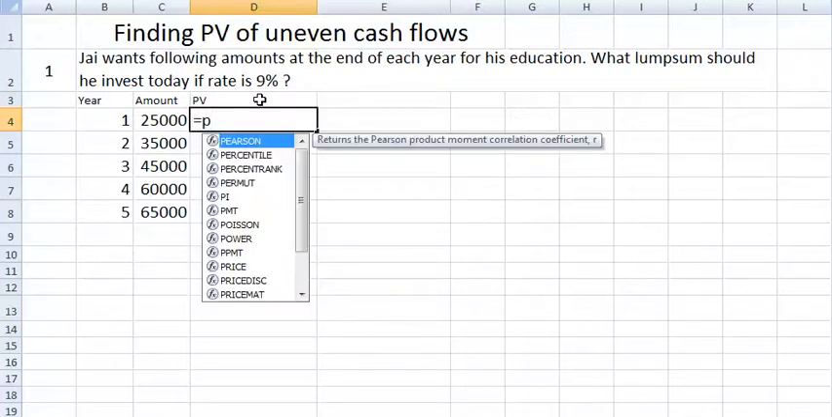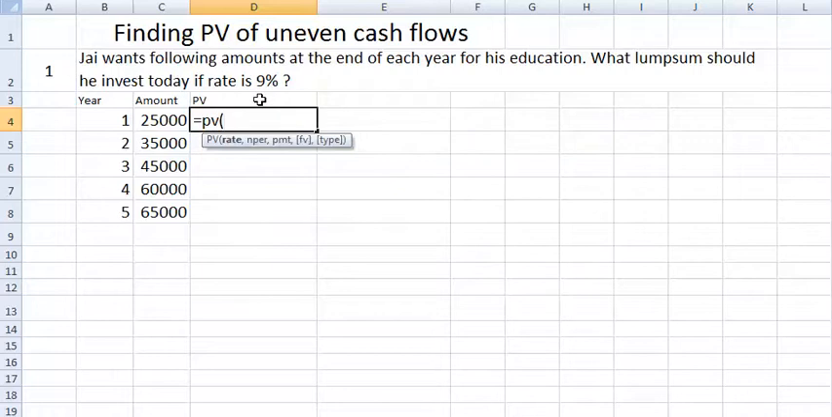We need 25,000 rupees after 1 year. So we can put it like this. Present value where rate is 9%. N per is 1. We'll take it from the column B1, B4. There's no PMT. And future value is 25,000. And since there is no PMT, we don't need type as well.